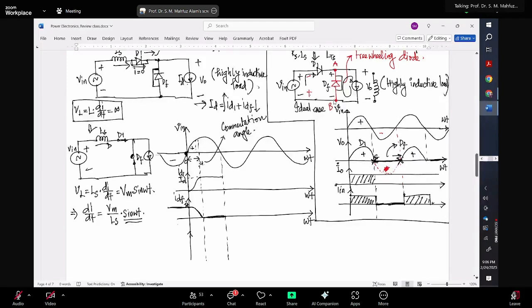Because this current is going through your freewheeling diode. So if the current is going through the freewheeling diode, then diode D1 is reverse biased during this portion. And if the diode is reverse biased, will there be any current in the input?